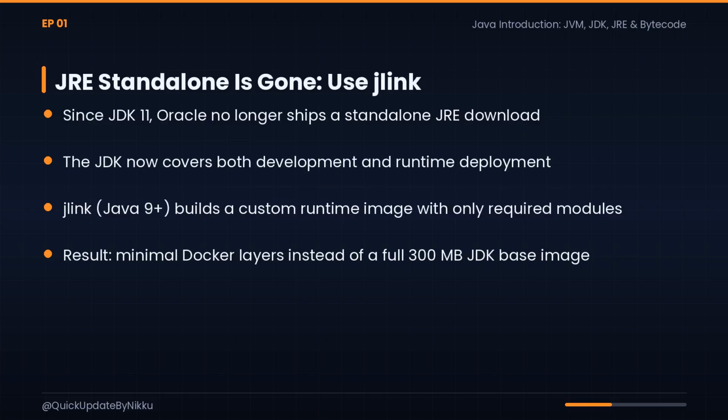Starting with JDK 11, a separate JRE download ceased to exist. The JDK fulfills both roles. For production container images that need to stay lean, the answer is JLink, introduced in Java 9 alongside the module system. With JLink you analyze exactly which modules your application uses and produce a stripped-down runtime image containing only those modules. The practical outcome is dramatically smaller container images, faster pulls, and a reduced attack surface, all without sacrificing the full power of the JVM at runtime.